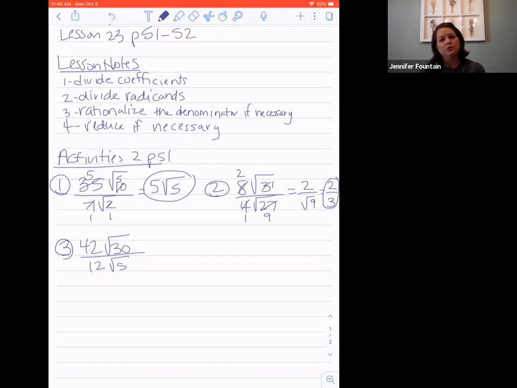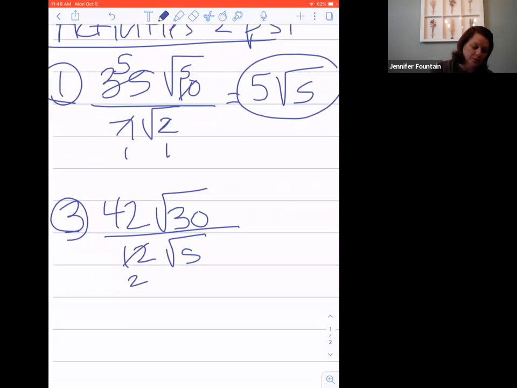So I'm going to think about my factors of 42. I know that could be 2 times 21. I know that it could be 3 times 18, I think. No. 3 times 14. And I know 6 times 7. So by going through those factors, I can look at 12 and see that the biggest one that will go into both 42 and 12 is 6. So 12 divided by 6 is 2. 42 divided by 6 is 7.